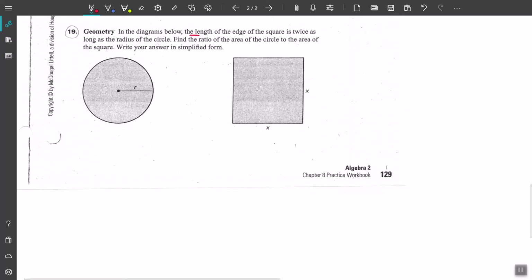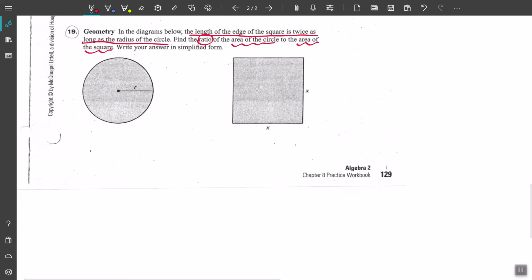This is an important piece of information to know for the very end when we have to actually solve for this. They say to find the ratio. That's an important word right there, because we know ratio means a fraction, one thing over another, a proportion. We're comparing the two. Find the ratio of the area of the circle to the area of the square. So we're going to start by setting that ratio up.